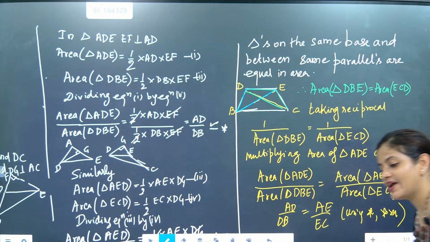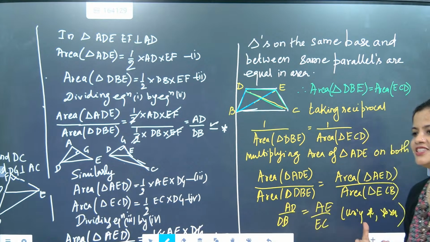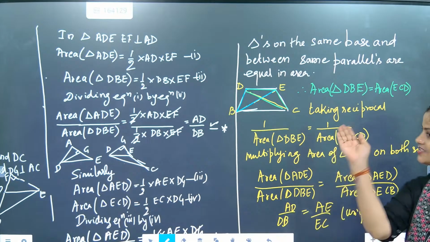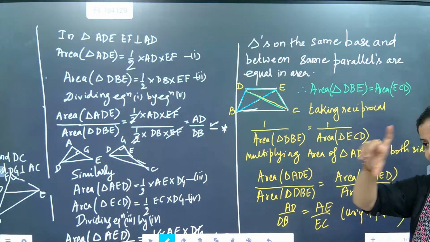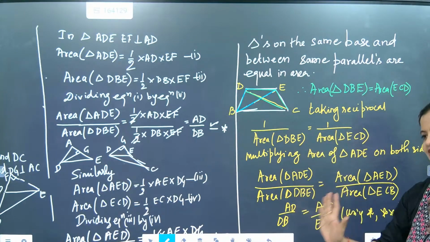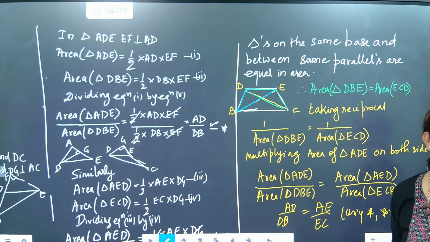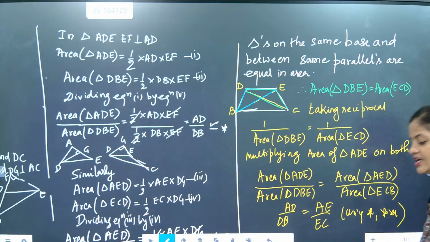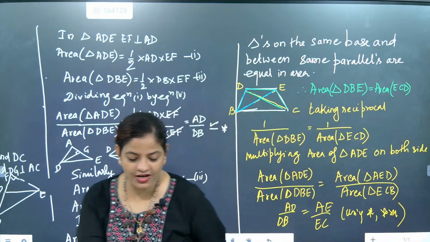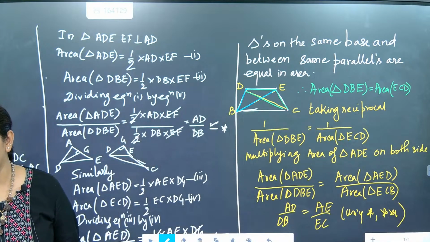So, by understanding this concept, is it tough or easy? Easy, na? So first this side with this part, that triangle, this side. Divide, divide. What is the concept? Triangles on the same base and between the same parallels are equal in area. Got it, beta?